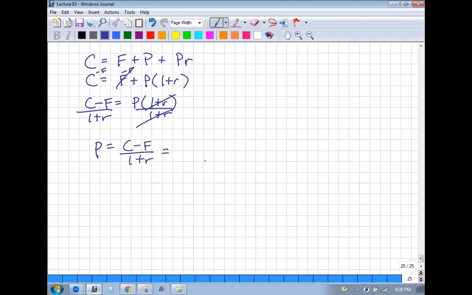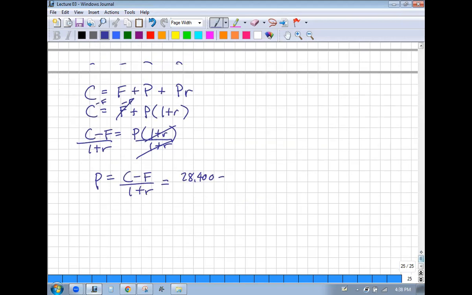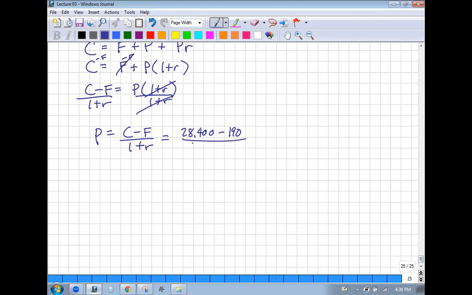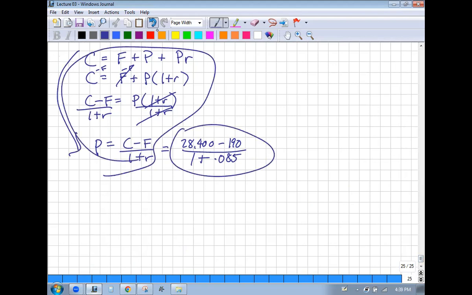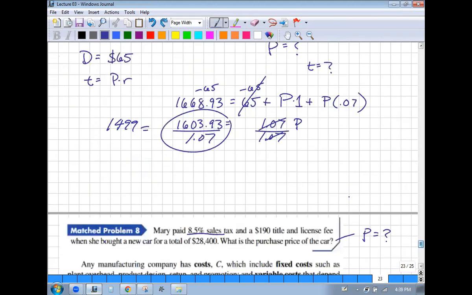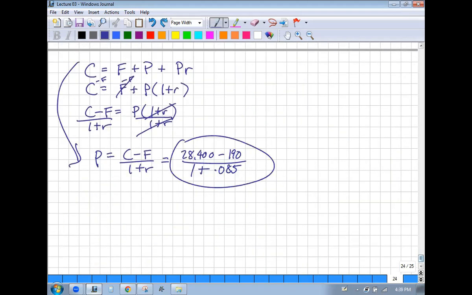Then you plug in your numbers. The cost was 28,400. The fee was what, 110, 190? And then R was 0.085. See? So this right here, up to this point, is exactly the same as the first example. If I use those letters, this is the solution to both problems, right? The only difference in both examples is the numbers you're plugging in.